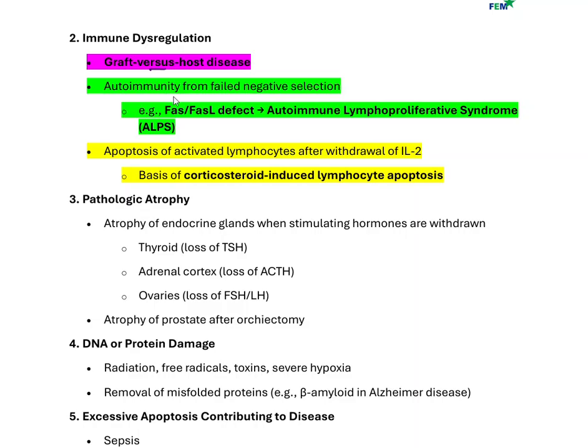Next is autoimmunity from failed negative selection. As we're going to see when we get to immunology, when we start talking about positive and negative selection that takes place in the thymus. Because remember, the T cells are produced from the bone marrow. And then once they leave the bone marrow, before they become mature, they have to go to the what? To the thymus. So they go to the thymus for maturation.